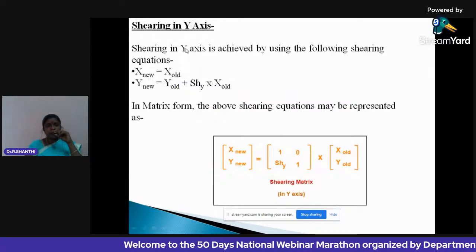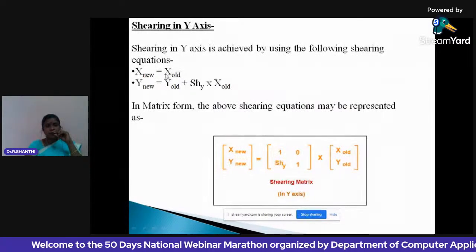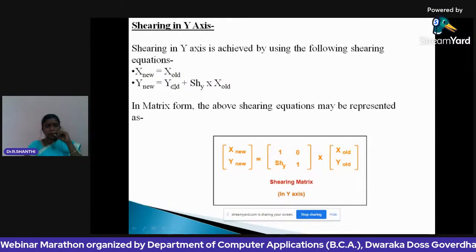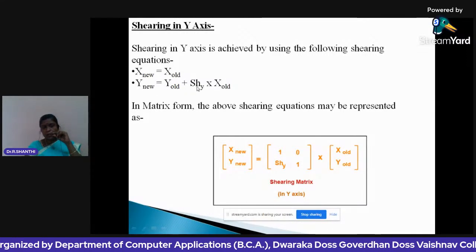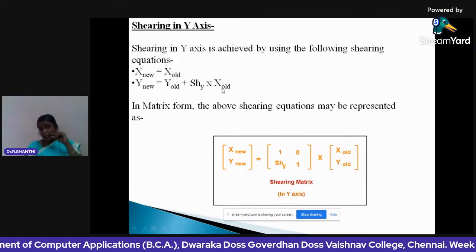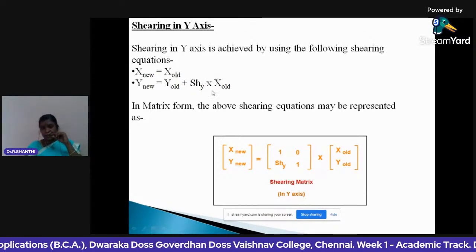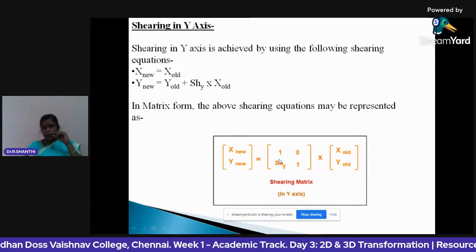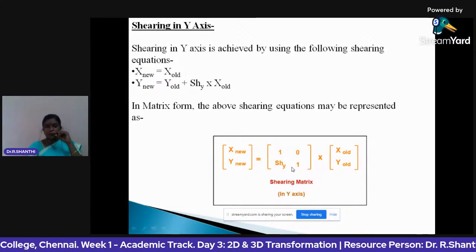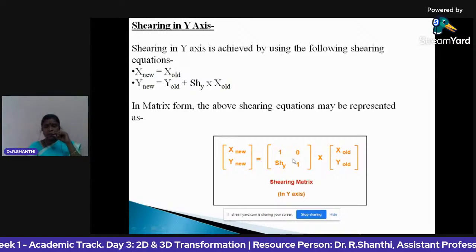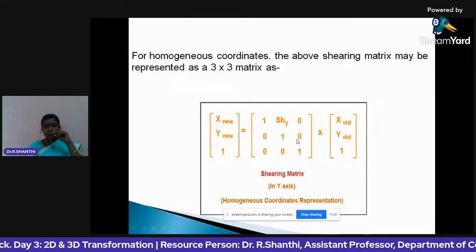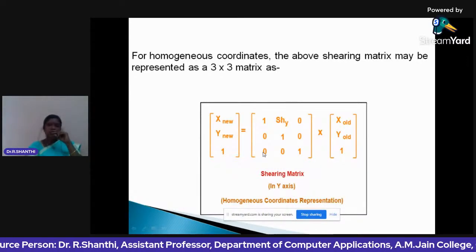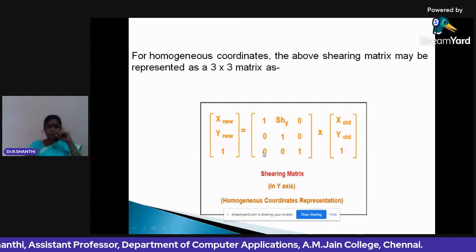For y-axis, I said, if you're going for y-axis, you should not disturb your x value. Instead, you go for the y value. So what should you do there? Y old value plus shearing factor into x old value, right? So this is the point where you have y. So SHY factor, once you multiply, the location will be shifted over here. So see here, the y has been transformed here, and this is the homogeneous value which you have included.